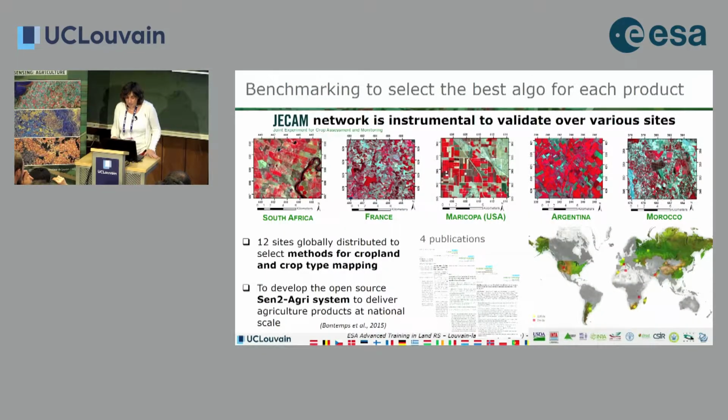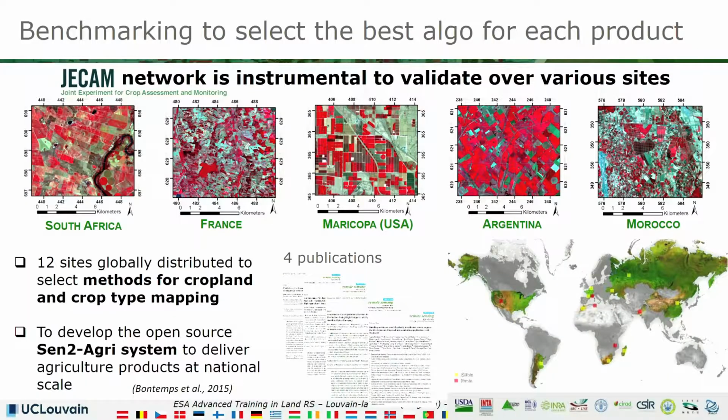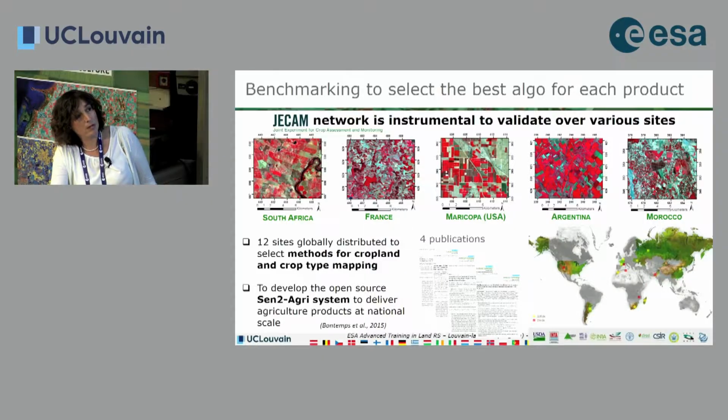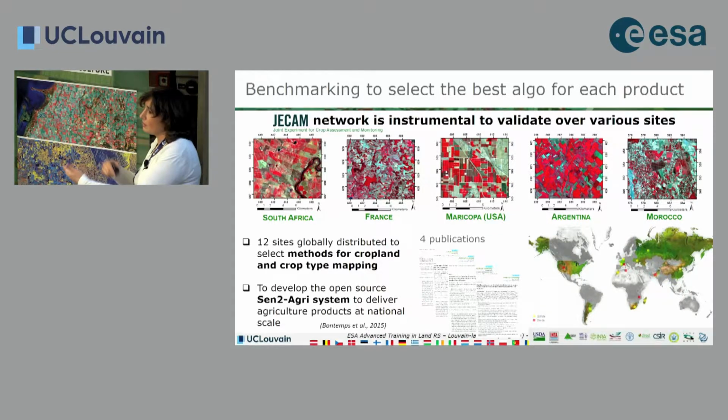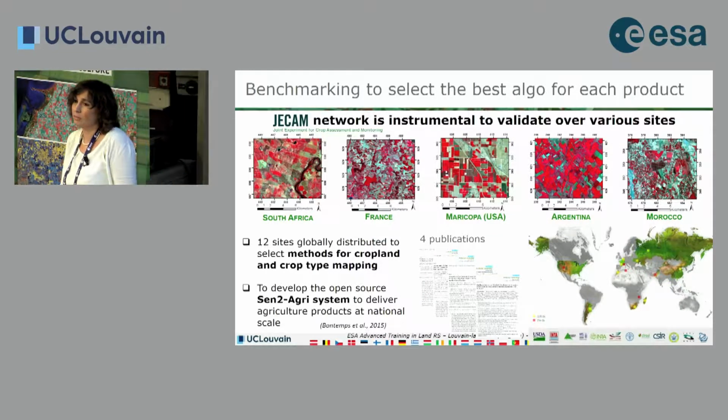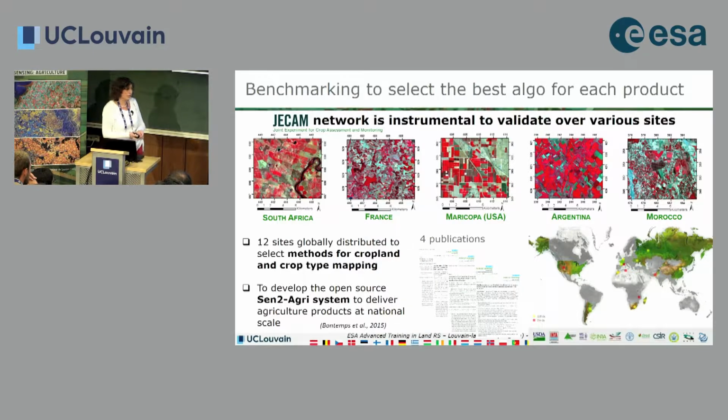So the algorithms have been developed, and the prototype products have been generated over a variety of sites. You can see here all the sites, what we call the benchmarking sites. Most of them were GEOGLAM sites, but not all of them. Over these sites, we have been working with the local partners that have shared the in-situ data, and we have shared our research results with them.